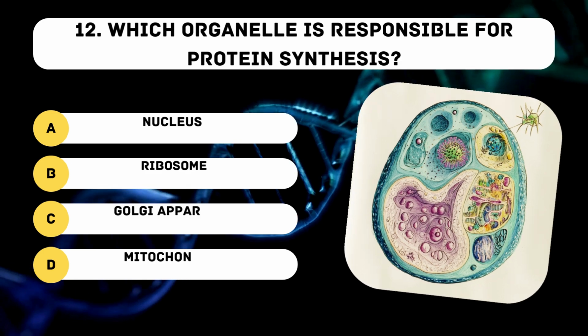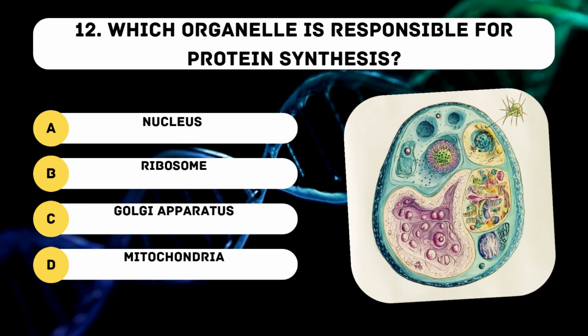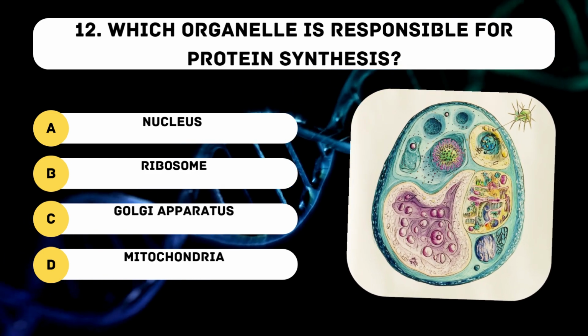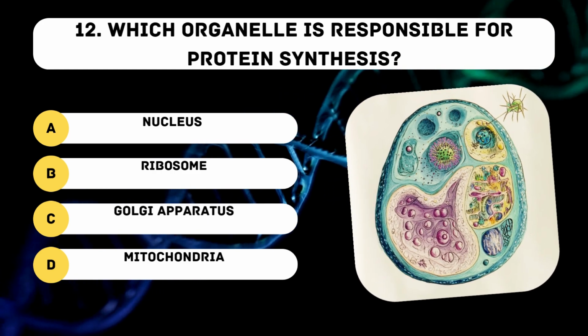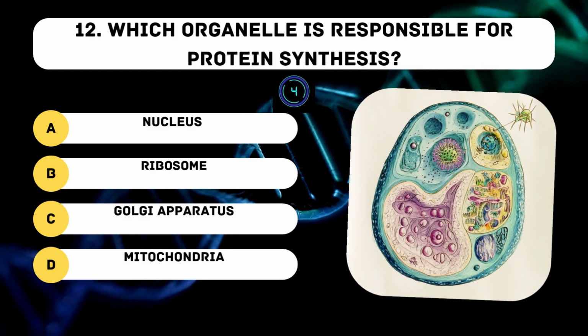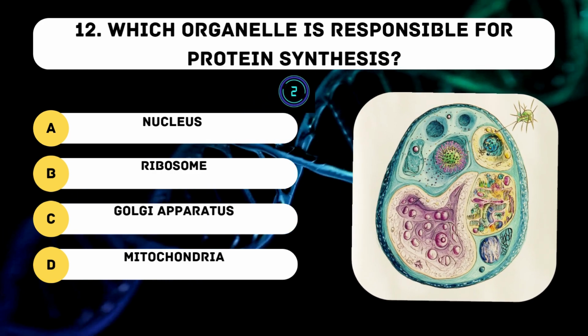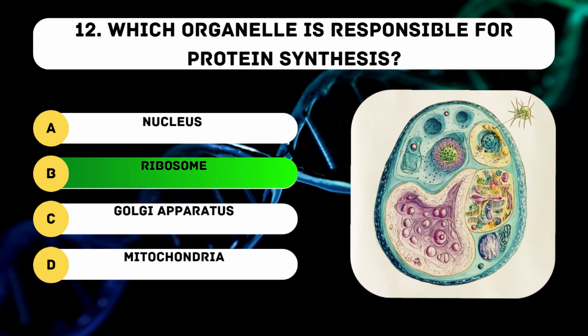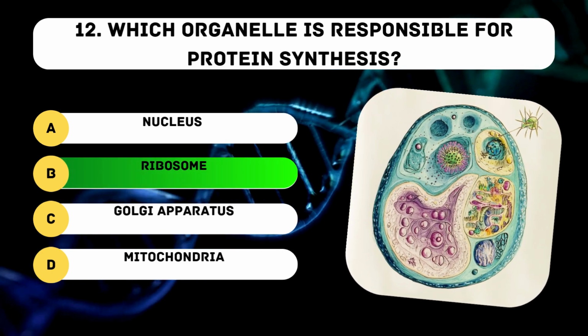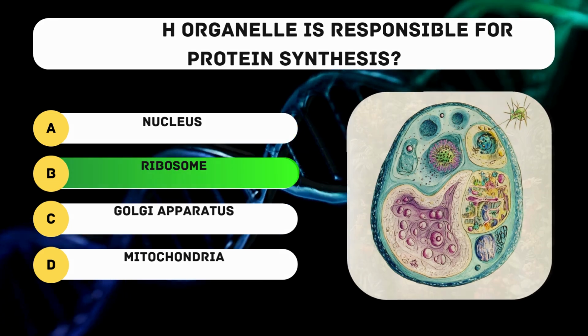12. Which organelle is responsible for protein synthesis? A. Nucleus. B. Ribosome. C. Golgi apparatus. Or D. Mitochondria? The answer is B. Ribosomes. Ribosomes are cellular structures that translate mRNA into proteins.